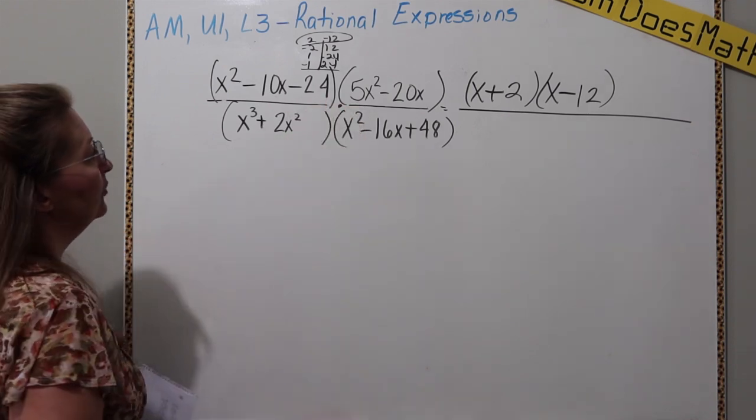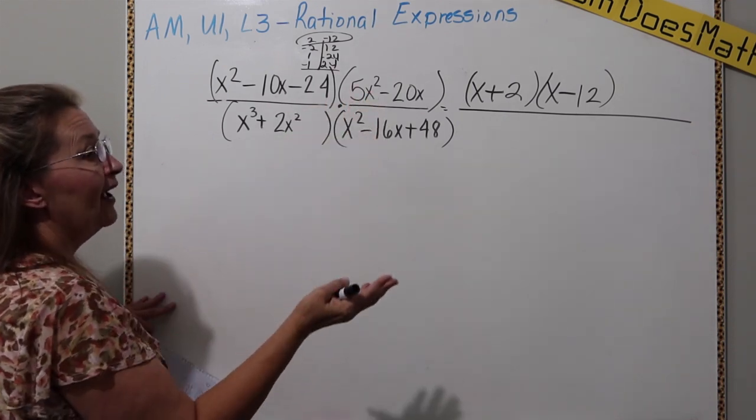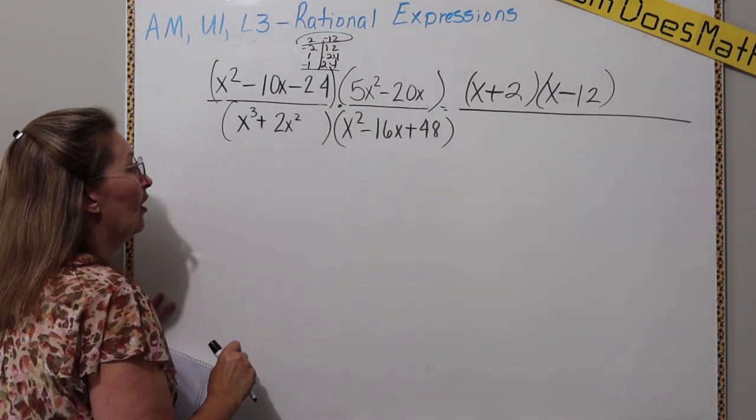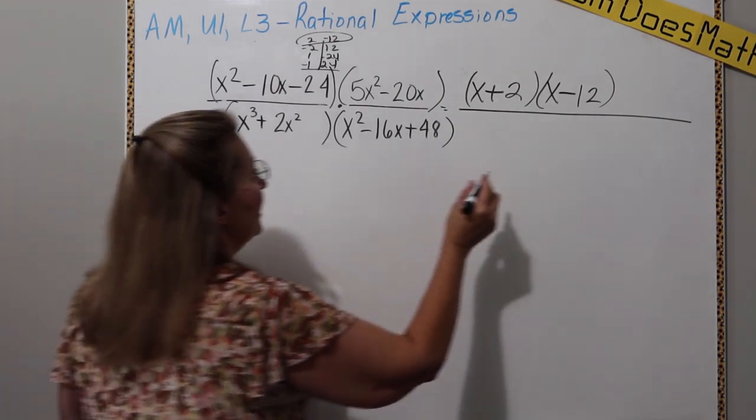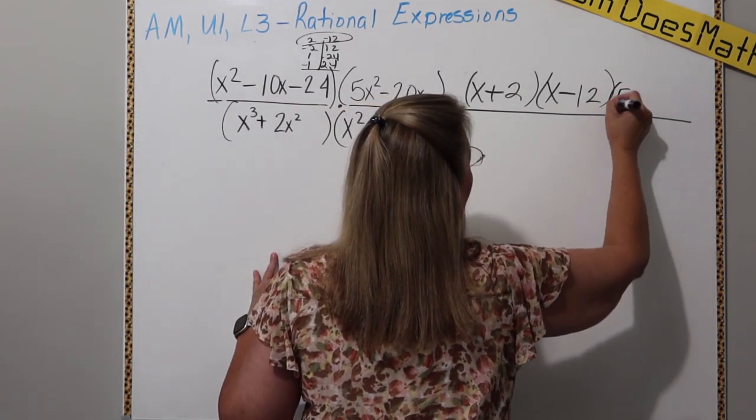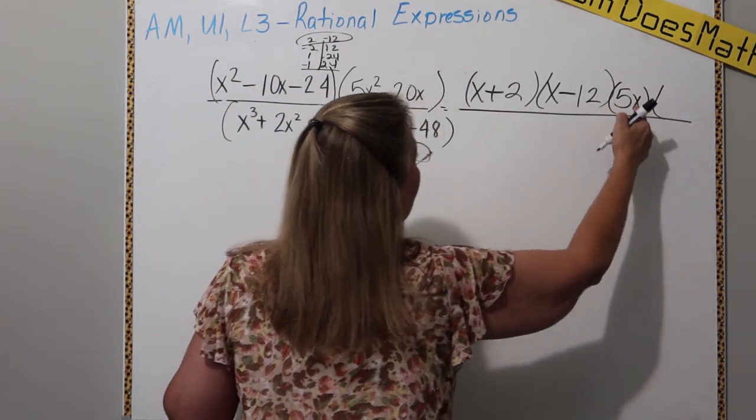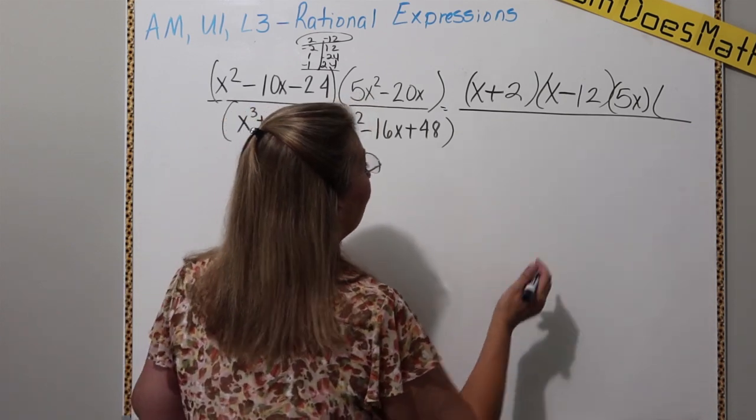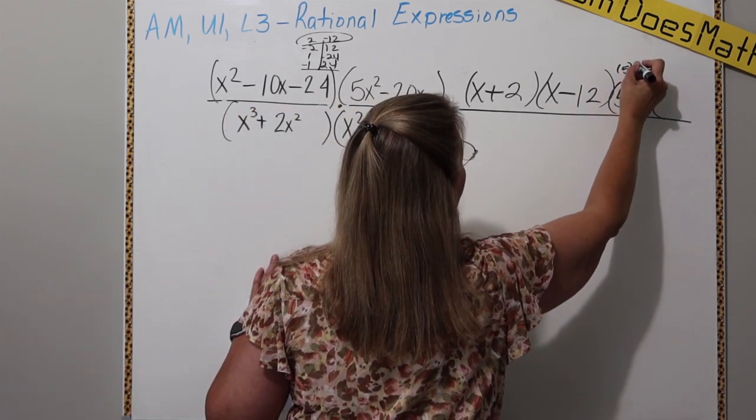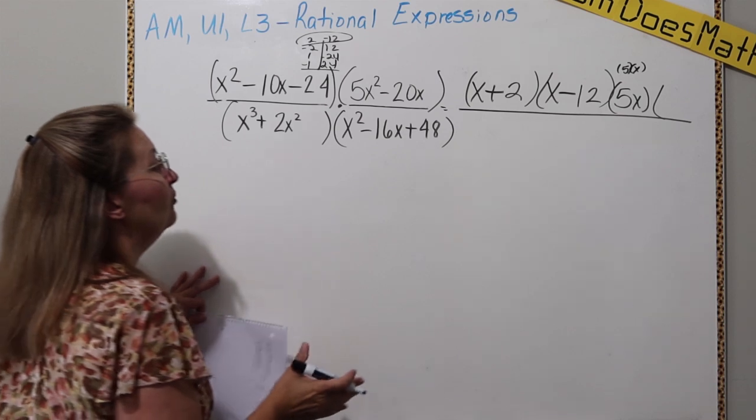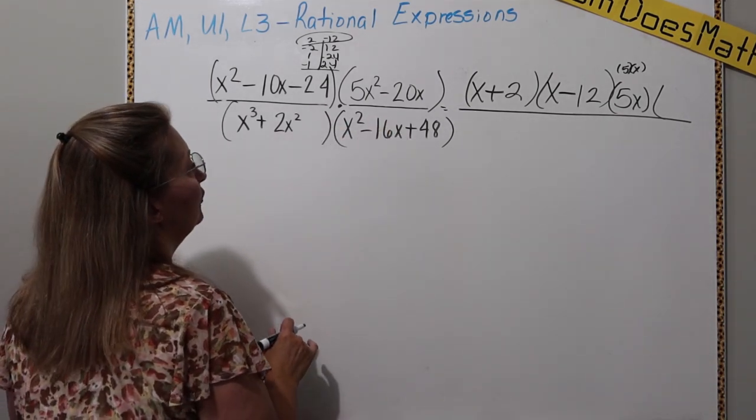Now let's factor this one. What's the greatest common factor? This is a binomial. We're going to look for a greatest common factor. 5x will go into both of these. Now 5x is actually 2 factors, and you could separate them if you want to, but we'll just leave them together for right now.